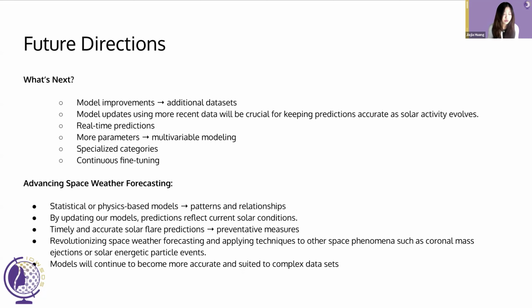To conclude, most space weather forecasting nowadays still relies on statistical or physics-based models, which may not be as updated, nuanced, or accurate as machine learning. By updating our models, predictions reflect current solar trends and events. By incorporating more parameters, we enhance predictive value by having more detailed categories. Instead of broad classifications, we break down each class into specialized subcategories based on whatever you're looking to examine. Models will continuously become more accurate and suited to their place in astronomy and space weather forecasting.